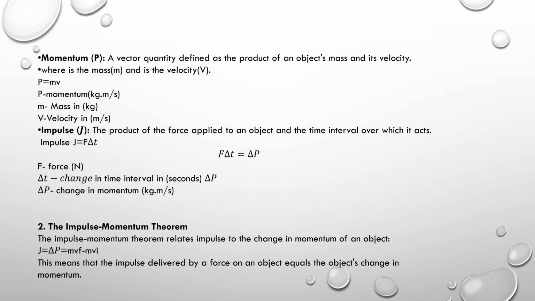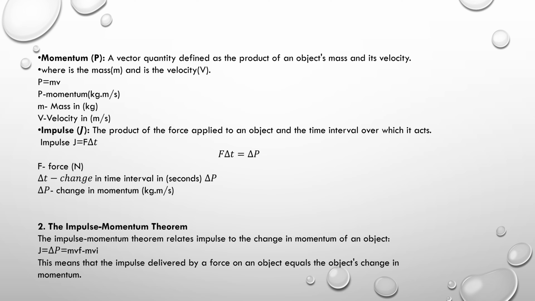Then we have the impulse. The symbol for impulse is J or I. Impulse is the product of the force applied to an object and the time interval over which it acts. So the formula for impulse is equal to force times change in time. F is for force in newtons and change in time is in seconds.